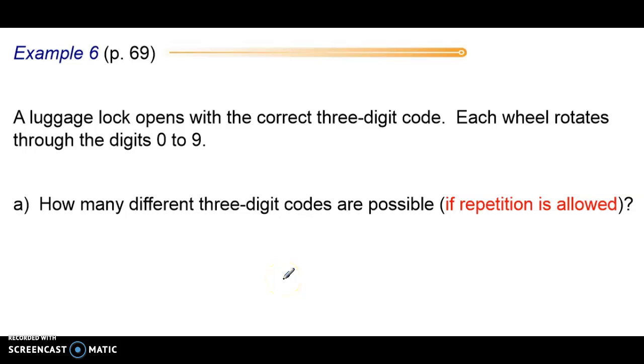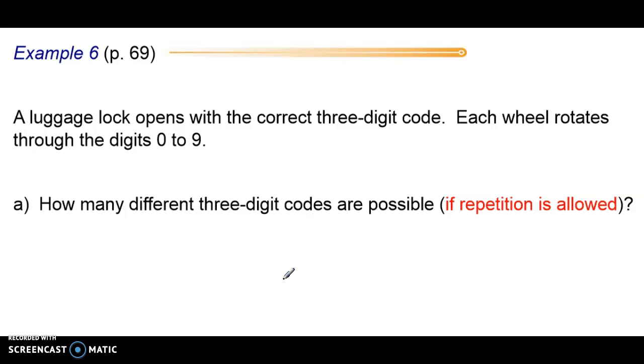Example 6, section 2.1. This example will give the importance of wording. We're going to be looking at repetition versus no repetition. A luggage lock opens with the correct 3-digit code. Each wheel rotates through the digits 0 to 9.